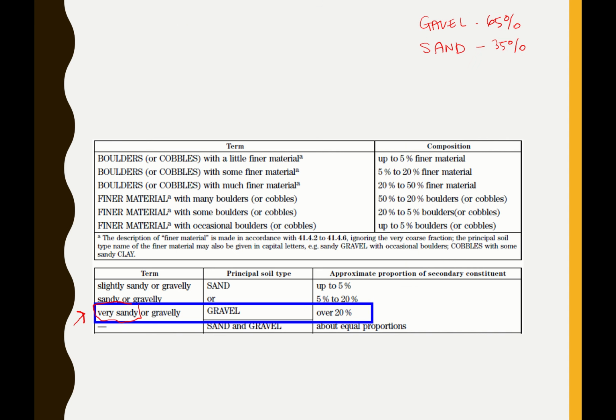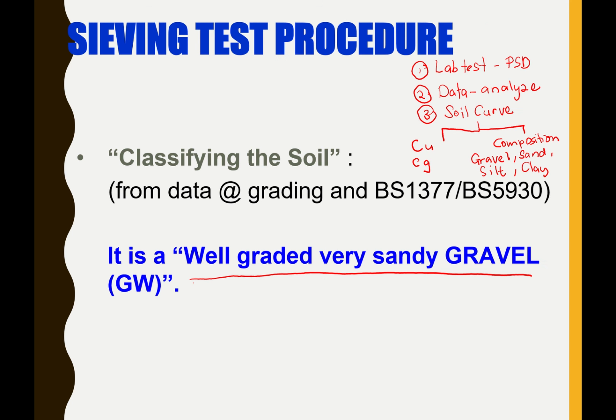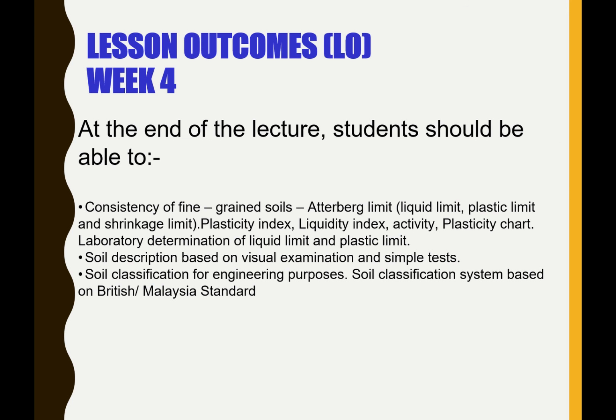Next you refer to this table. Because we have secondary particle which is sand about 35%, we can use very sandy in the name. As a conclusion, you can name the soil as well graded very sandy gravel, or in brackets SGW.